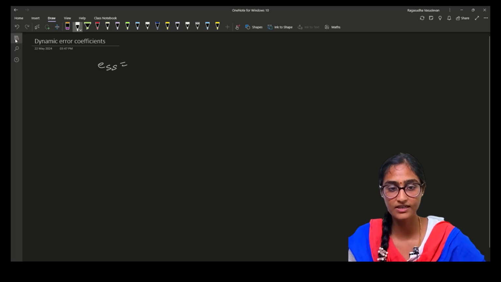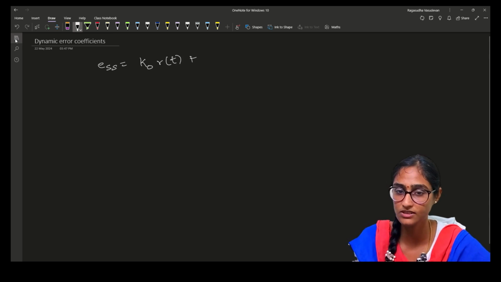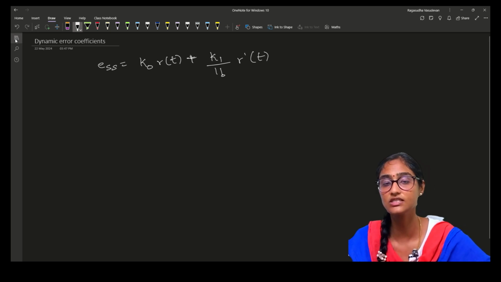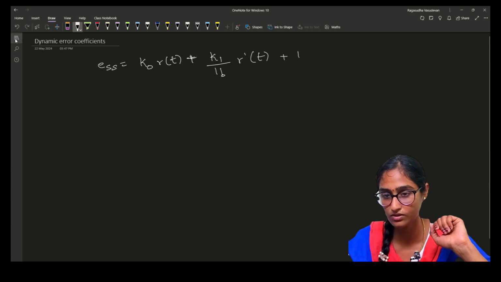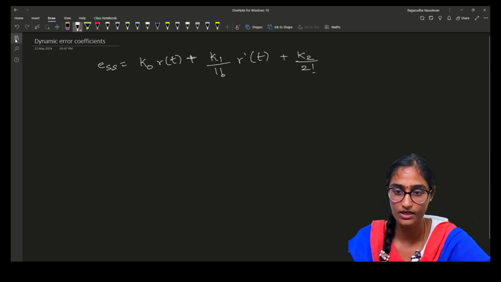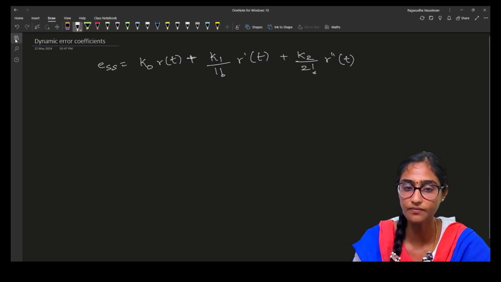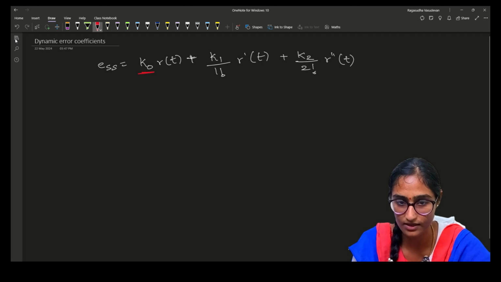The steady state error is equal to K naught into R of t. I'll explain all these terms, but I will not go in depth with the derivation. So this is the value of the steady state error, and we need to understand that these terms are the dynamic error coefficients.